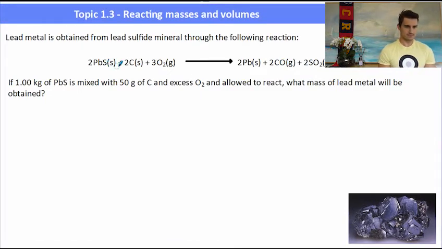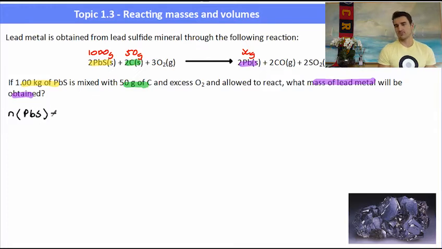Here's another example. If 1 kilogram of lead sulfide is mixed with 50 grams of carbon and excess oxygen and allowed to react, what mass of lead will be obtained? So they've given us a kilo of one reactant, 50 grams of another, and then they've said excess O2, which means that it's infinite. We have a large amount of that and we don't need to consider it. For this type of question, first trick, make sure you've got the right units. 1 kilogram is 1,000 grams. We've got 50 grams of carbon and we need to determine how much lead is produced.